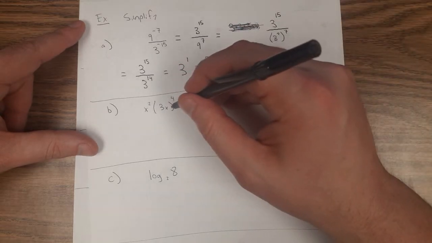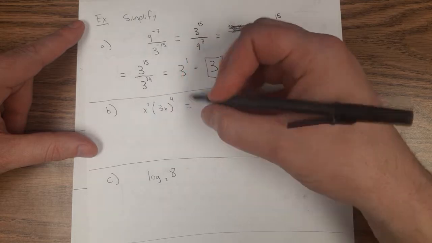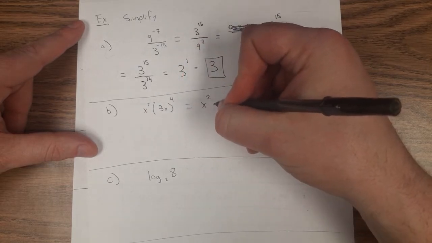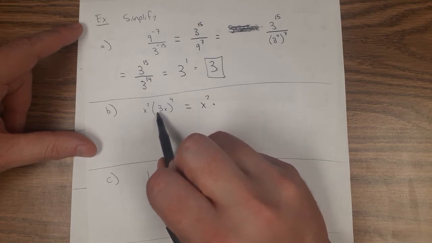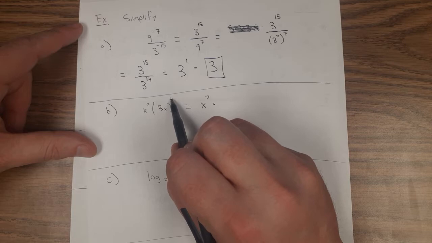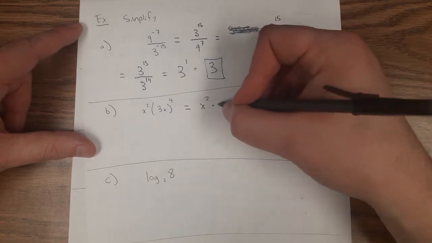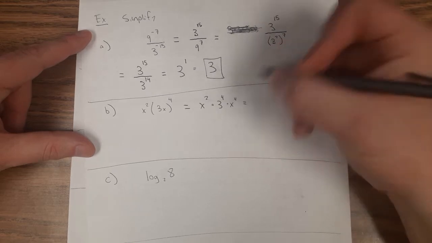Okay, so let's simplify this. So this is x squared times, so when you have a product raised to a power, you can distribute the power here and here. So this is 3 to the 4th times x to the 4th.